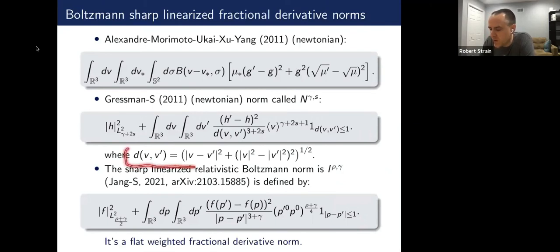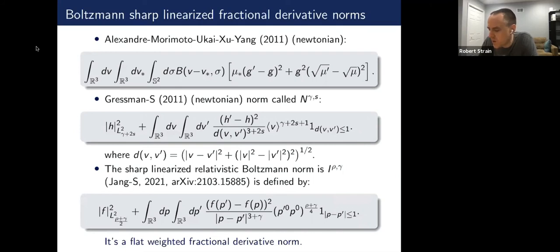The metric here is not the flat Euclidean metric, it's the metric on the parabola. It's d of v, v prime is the norm of v minus v prime squared plus the norm of v squared minus v prime squared. And so this is a metric on the parabola, and this sharp norm sharply characterizes the linear behavior. This shows that for the Newtonian Boltzmann equation, the diffusion is sort of geometric, and it's non-isotropic, and it's reflected by the geometry on the parabola.